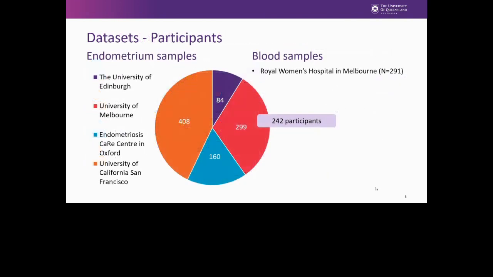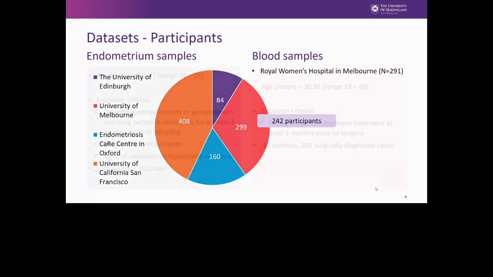So in my project, I analyzed 2 different data sets separately. The first data set is the DNA methylation data derived from endometrium tissue samples. We have a total of 951 samples. All of these samples come from 4 different cohorts, namely Edinburgh, Melbourne, Oxford, San Francisco. On the other hand, we have around 291 blood tissue samples with DNA methylation data analyzed. However, for our blood tissue samples, all of them only come from a single cohort, which is the Melbourne cohort.